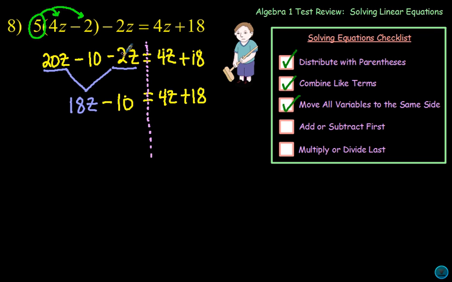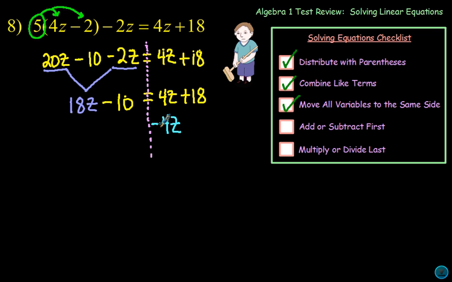So what I have to do is move them all over to one side. As we've said, you can pick up 18z and move it over there with the 4z, or you can pick up 4z and move it over there with the 18z. It's just a personal preference, I usually like to move things over to the left, but it doesn't make a difference. How do we move stuff? Well, we move things by doing the opposite.